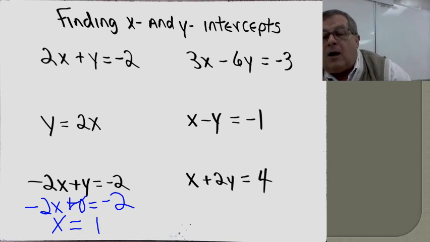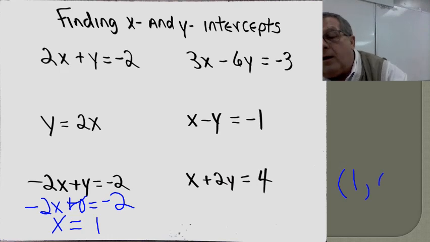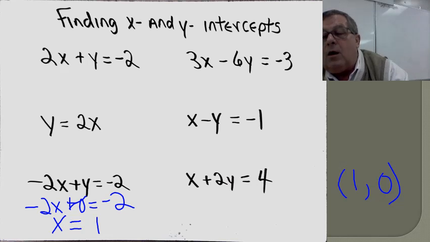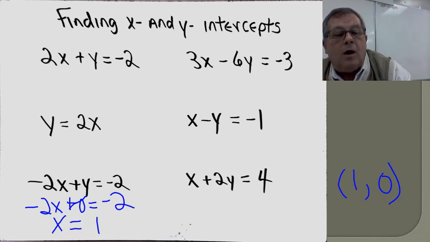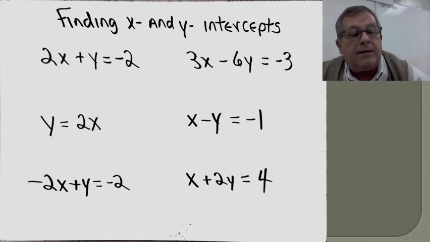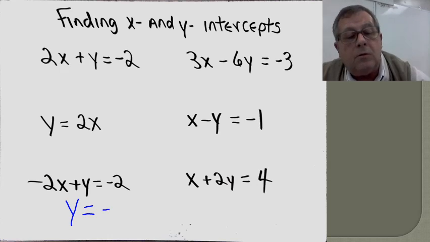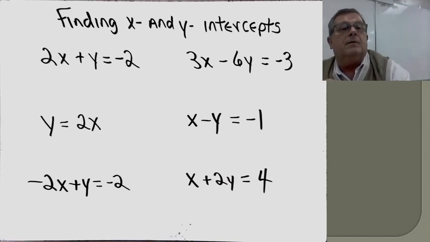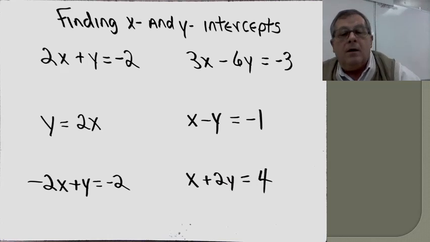Now, here's how I could see that represented in an ordered pair. I could see an ordered pair of 1, 0, which is telling me that when y is 0, x is equal to 1. All right, how about the y-intercept in this one? I said x is equal to 0. Well, minus 2 times 0 equals 0, and shazam, y is equal to minus 2. That's an easy one.